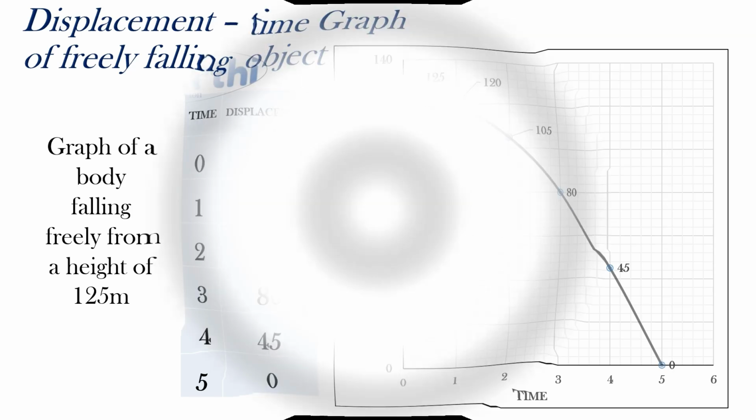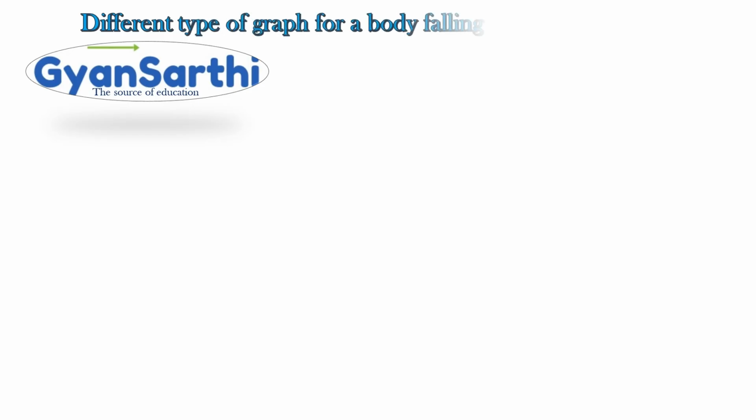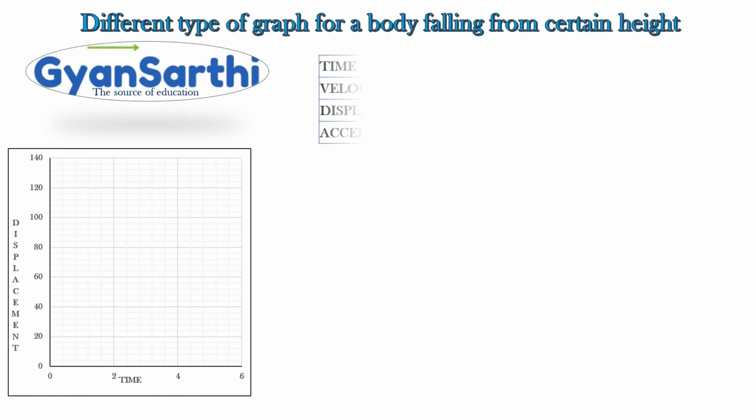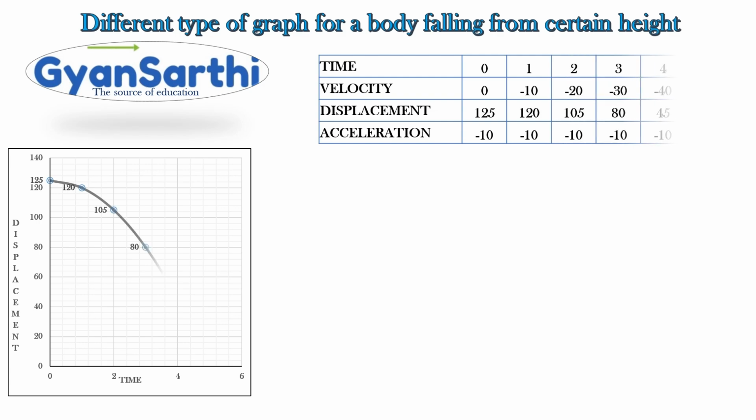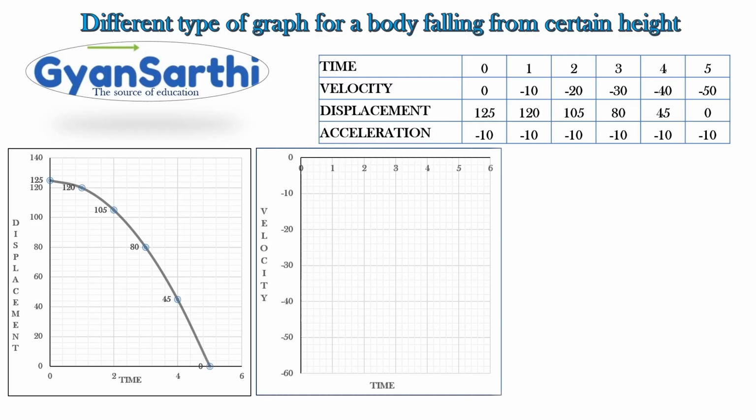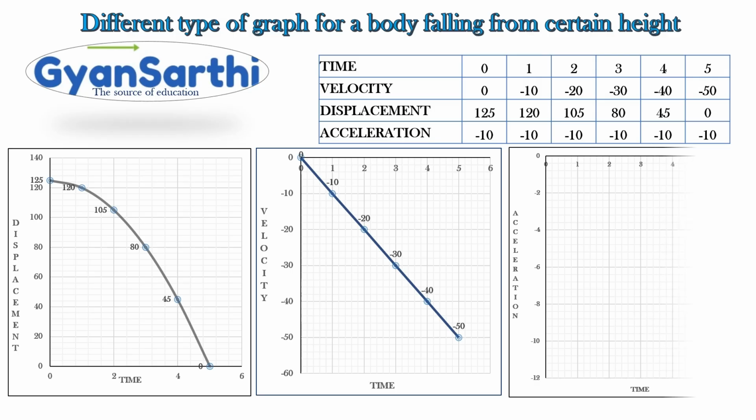Let's now have a look at all the other forms of graph for an object falling freely from a certain height only under the influence of gravitational force. Here displacement is non-uniform while velocity is constantly increasing, but in the opposite direction to the considered positive direction, that is vertically upward, which is taken as positive. So any quantity opposite to the considered direction is taken as negative. The acceleration due to gravity is acting vertically downwards with a magnitude of approximately 10 meters per second square. Therefore the graph of acceleration versus time is constant and parallel to the time axis.